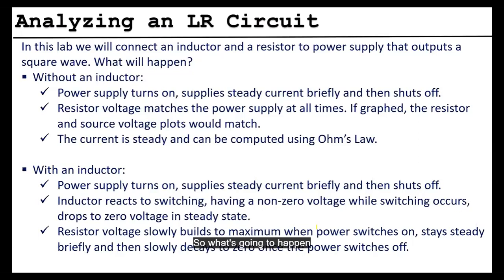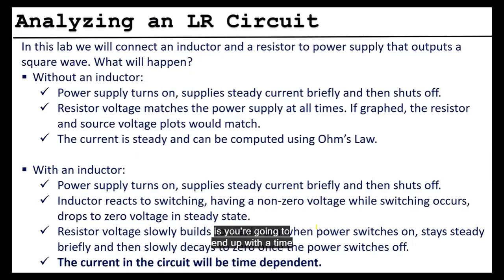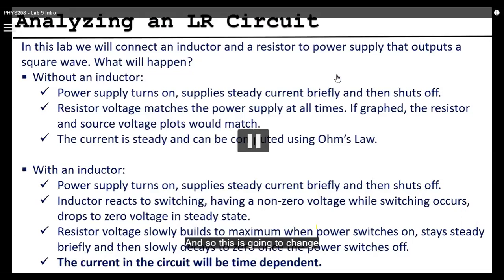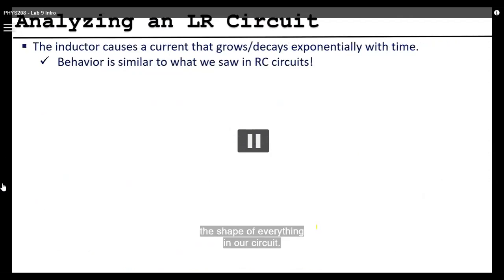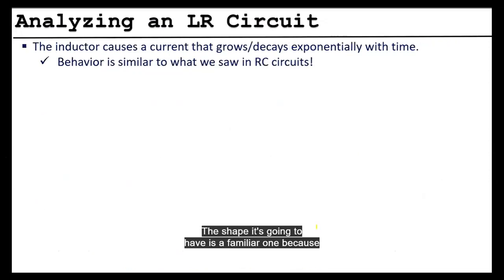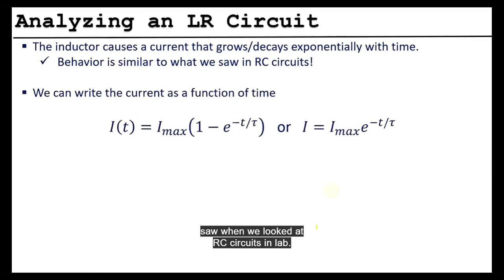So what's going to happen is you're going to end up with a time-dependent current due to the inductor reacting to the changes. And so this is going to change the shape of everything in our circuit. The shape it's going to have is a familiar one because it's going to cause an exponential growth and an exponential decay. And so it's going to look very similar to what we saw when we looked at RC circuits in lab. We can write the current as a function of time, and these two expressions will describe it, and which one you use depends on which part of the process you're in.